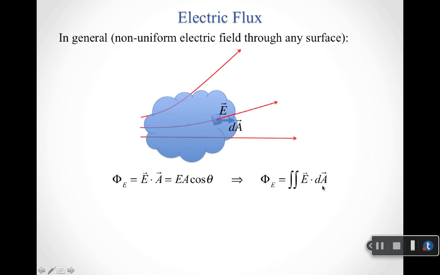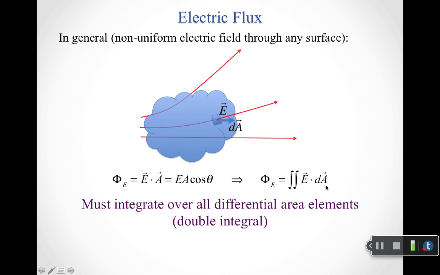Adding up over area elements means that I'm really doing a double integral, because I'm doing an integral over area. So when I integrate over all my little area elements, this square here and another square over here and another square over here, all the area elements that cover the surface I'm interested in, that requires a double integral. So we've got to remember that we're dealing with a double integral when we're dealing with a non-uniform electric field through a surface that isn't flat.